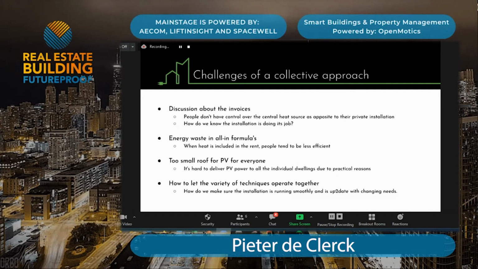And the last challenge we hear a lot is that there's a vast variety of techniques which need to operate together. And it's how do we make sure that the installation is running smoothly? And how do we know that once it was set up at the first design phase or delivery phase, after a couple of years, the demands haven't changed and that maybe it's not running efficiently anymore.